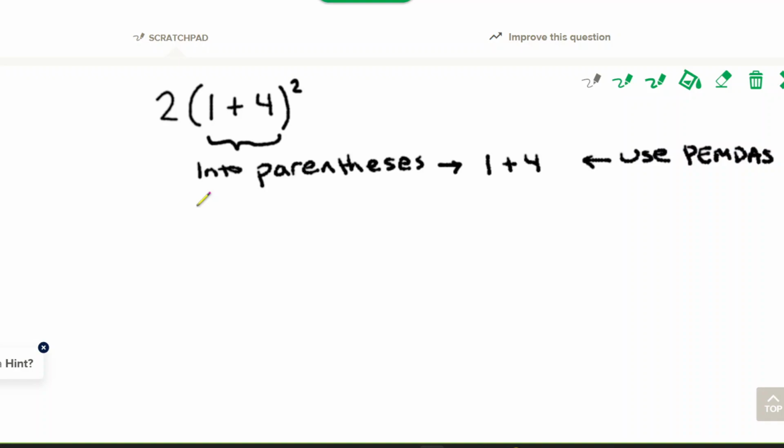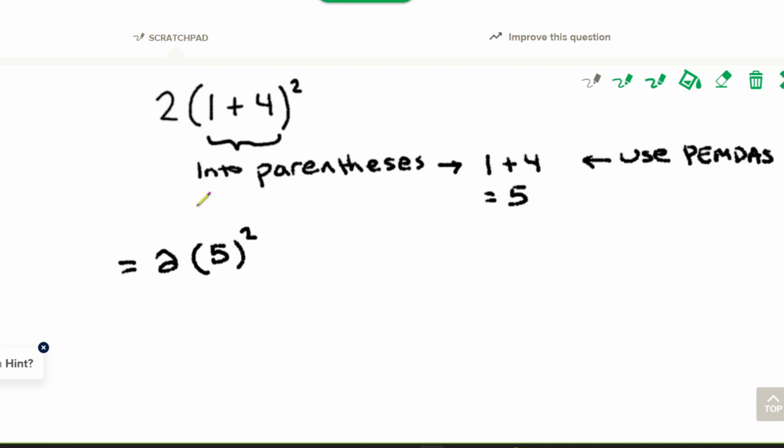There aren't parentheses within 1 plus 4. There aren't exponents. There isn't multiplication or division. It's just simply addition. 1 plus 4 is 5. So back in the original expression, this is 2 times, and then 1 plus 4 in the parentheses there is just the number 5, and then that's being squared.